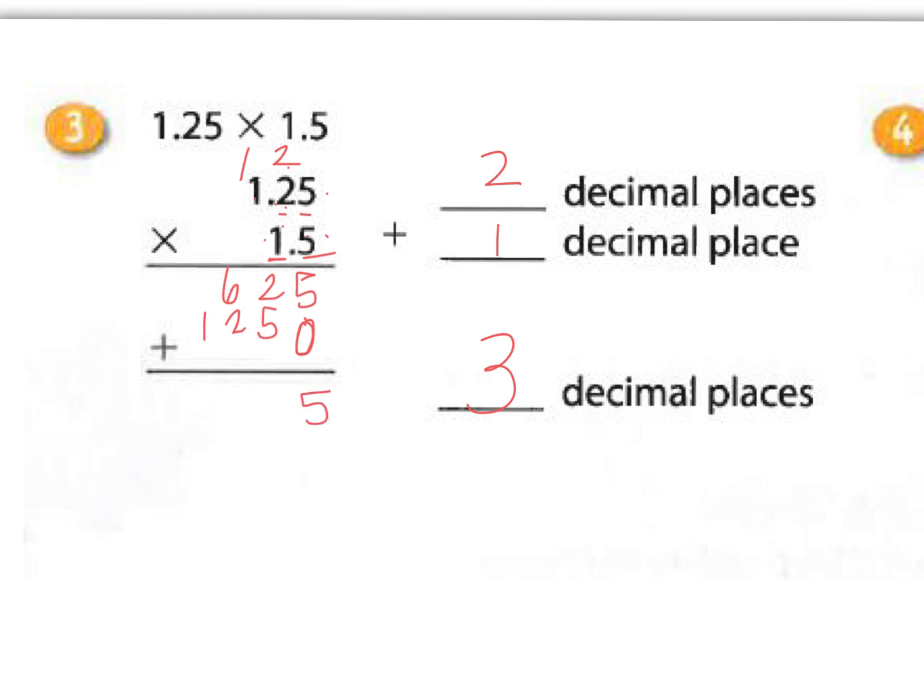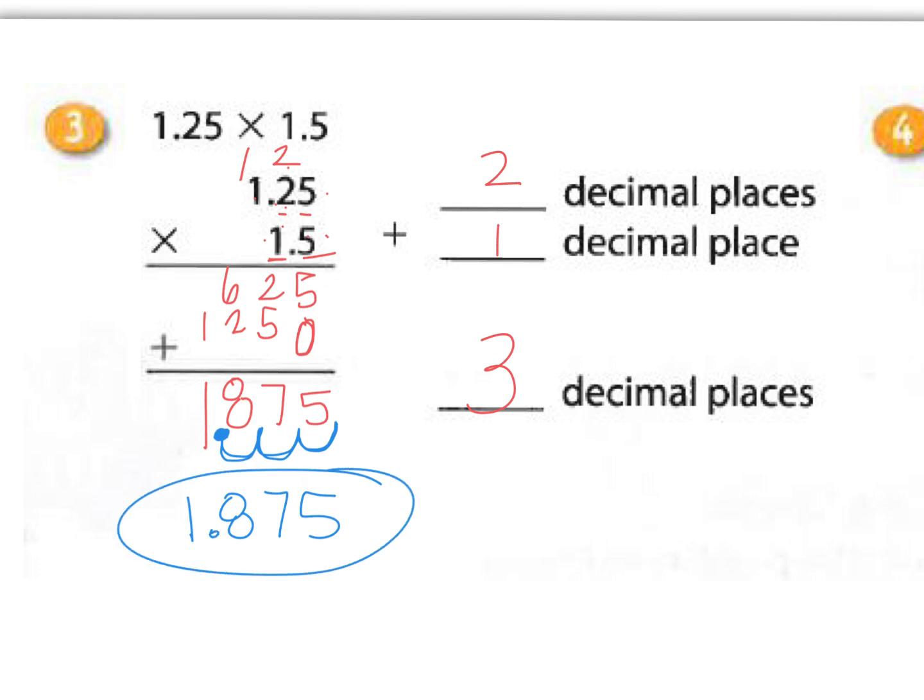5 plus 0 is 5. 2 plus 5 is 7. 6 plus 2 is 8. And then we bring down that 1. Now we have those decimal places though, so we're going to start at the end and we're going to go 1, 2, 3 places. Okay, the end place doesn't count. You got to go 1, 2, then 3. So the answer is 1.875. So now you can see you have 3 decimal places.